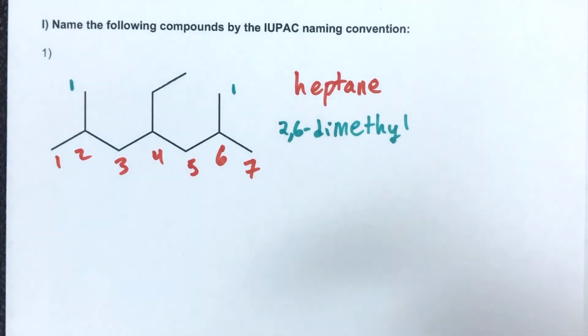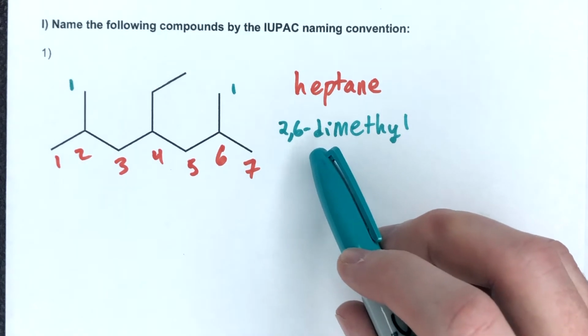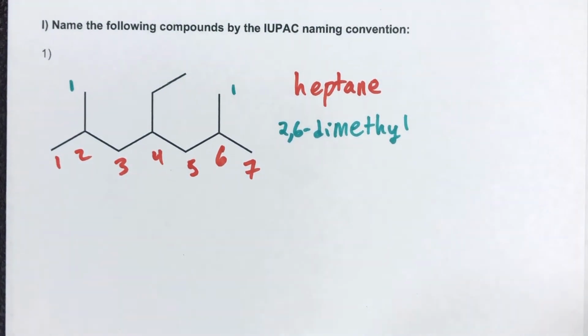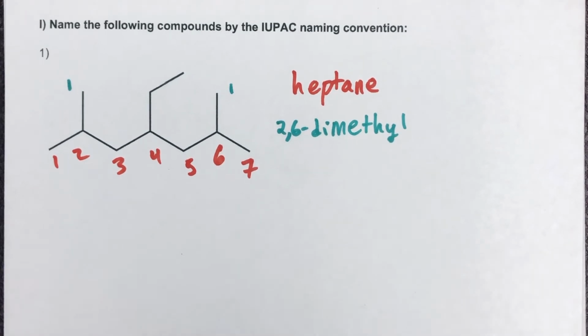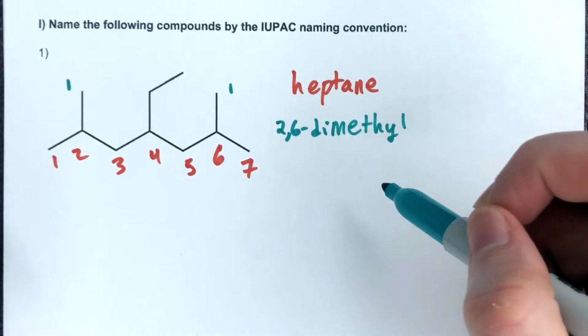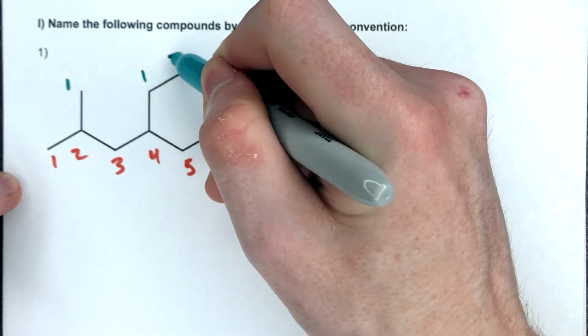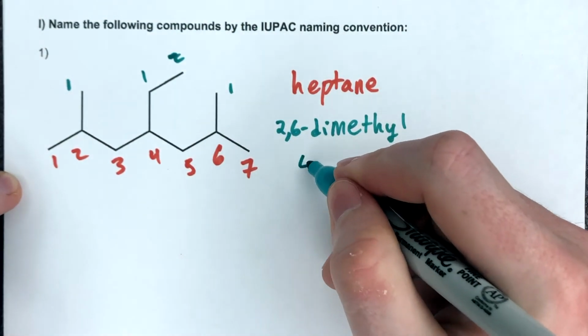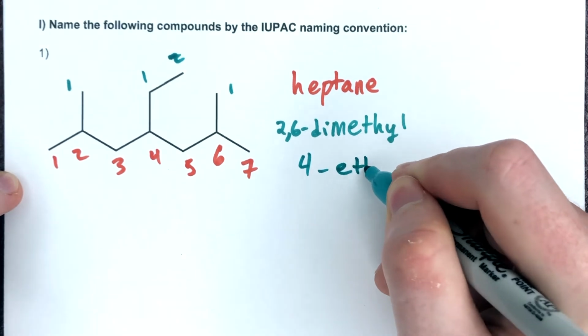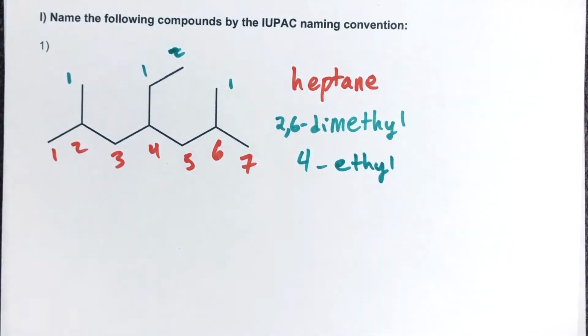Now, if you're wondering, does that have an implication on rule number 3? These additional prefixes do not count in the alphabetical order. It's still just the carbon prefix. So if you had to compare a dimethyl to an ethyl group, the ethyl still has priority because E comes before M. It doesn't matter that you have a D in the dimethyl. Okay, and then at 4, we have an ethyl group. Nothing fancy with this one. There's 2 carbons, so eth, and then it's a branch, so yl.